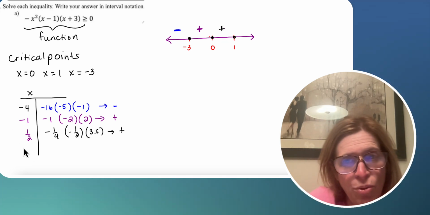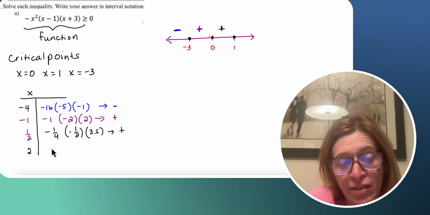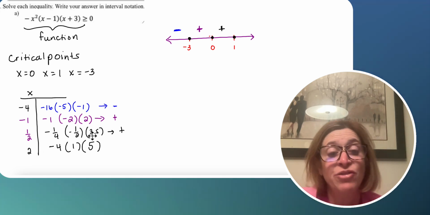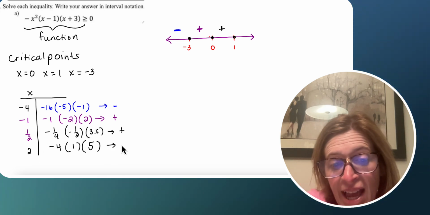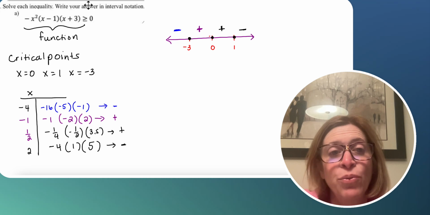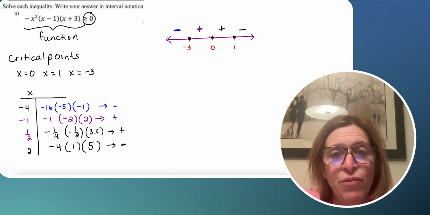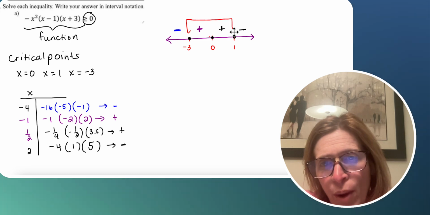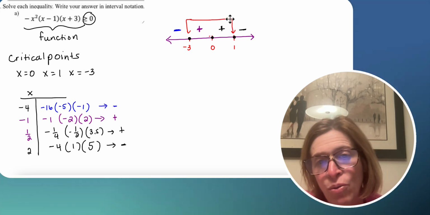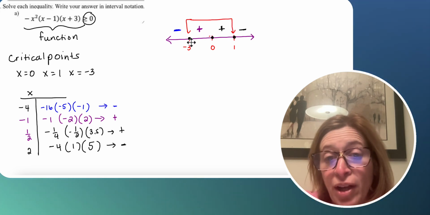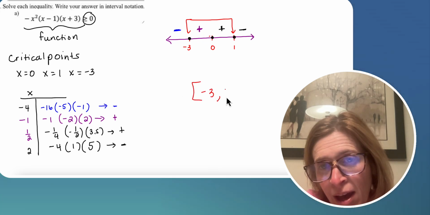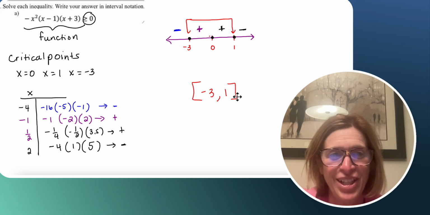And so the last one would be 2. So negative 2, so that would give me negative 4 times 1 times 5. So I have negative 20 there, which means it's negative. Okay. And so again, we want greater than 0, so we're looking for everywhere it's positive, which is from here all the way to here. And it's equal to, so those are included. So in interval notation, it would be negative 3, comma 1 with brackets around it.